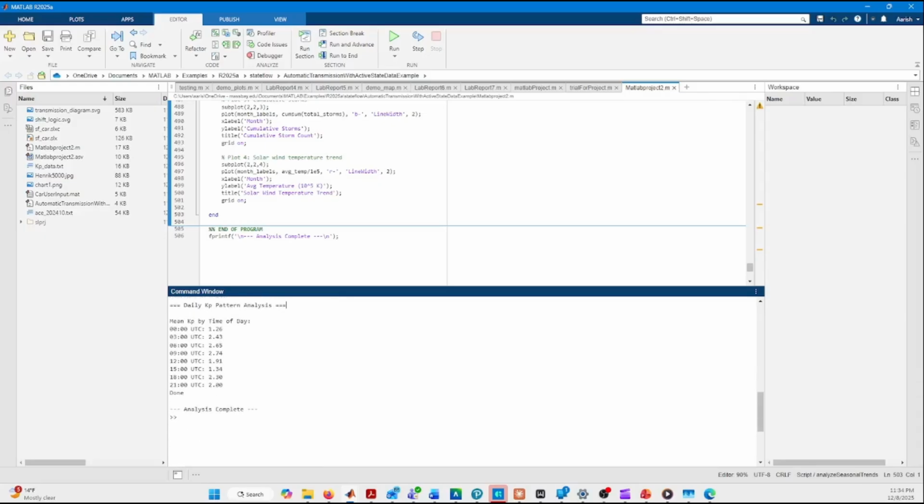It also gives a mean KP per day, which means at 12 a.m. it gave a mean KP of 1.26, and around 12 p.m. it gave around 1.91 KP. And that is the complete analysis of my program.